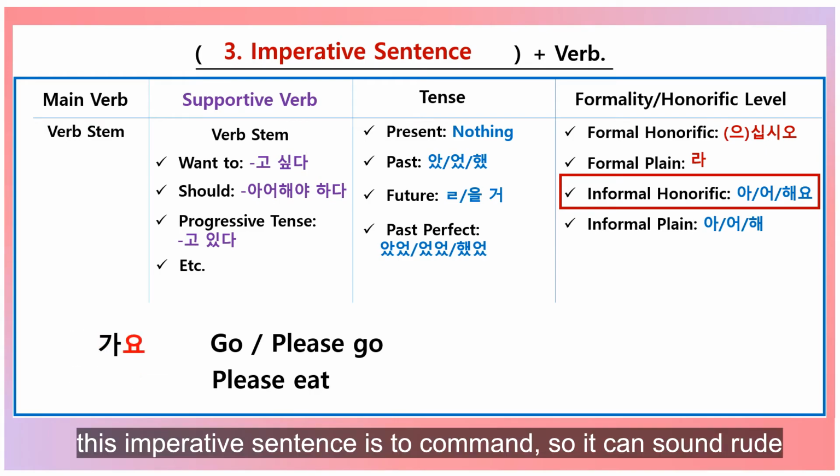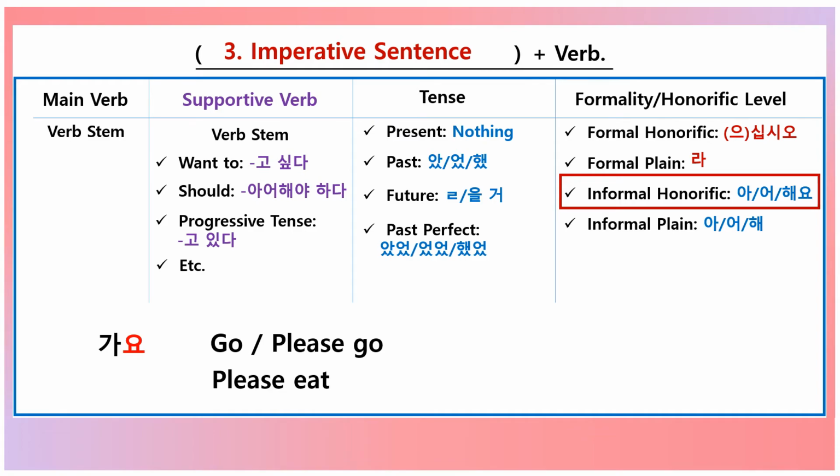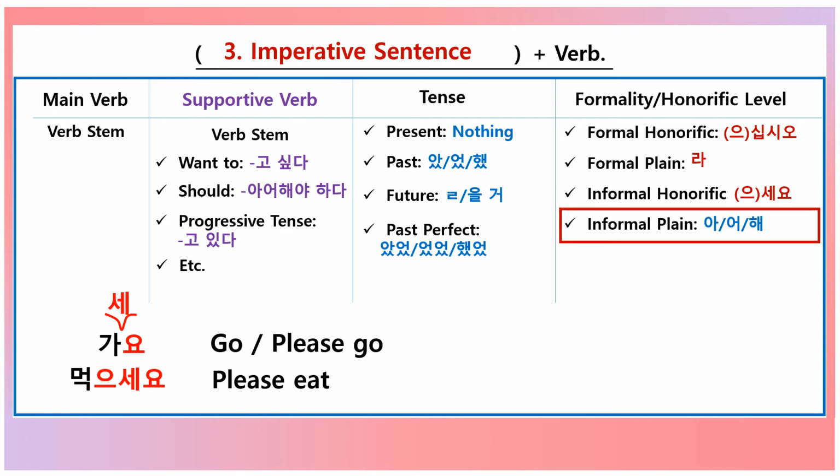But you know, this imperative sentence is to command, so it can sound rude. So to be extra careful, we put the extra honorific suffix 시 here. And 시 and 어 are combined as 세, as one word, so it becomes 으세요 or 세요. So the commanding sentence, "please go," in informal honorific is 가세요. And "please eat" is 먹으세요. Okay? And the informal plain ending remains the same. So "go" is just 가. And "hey, eat this" is 야, 이거 먹어.